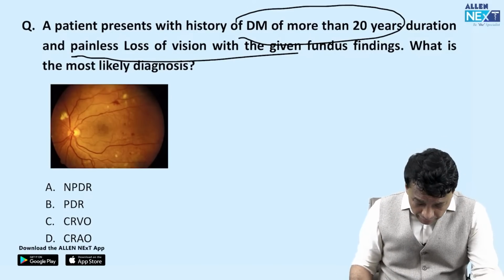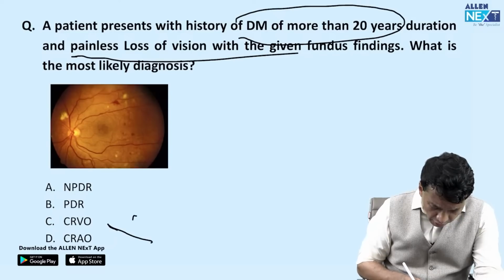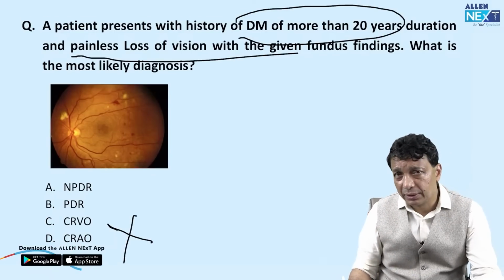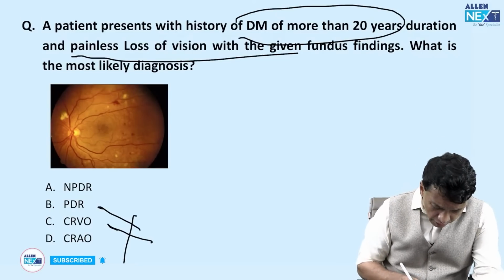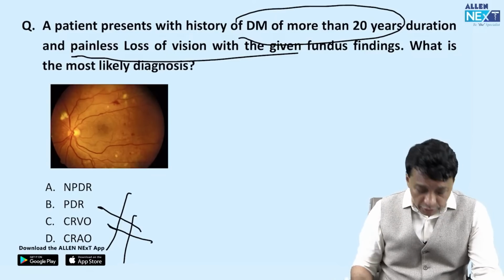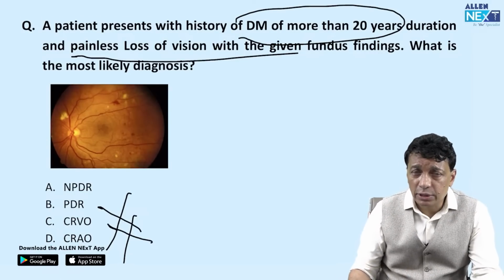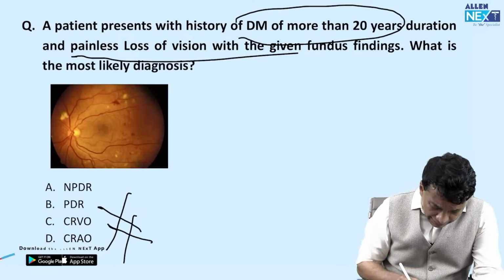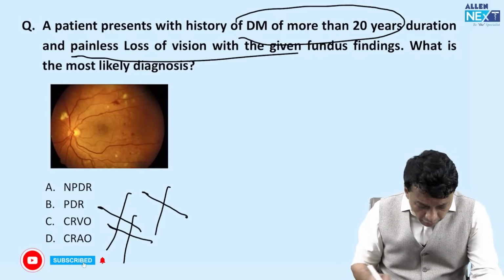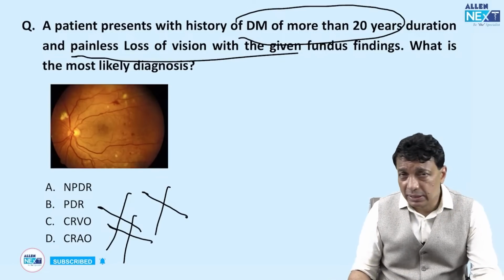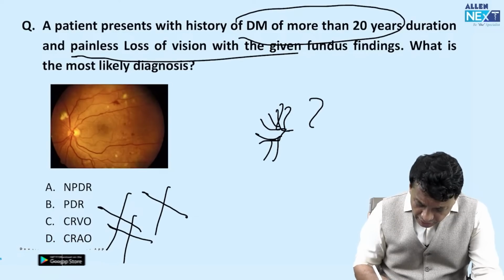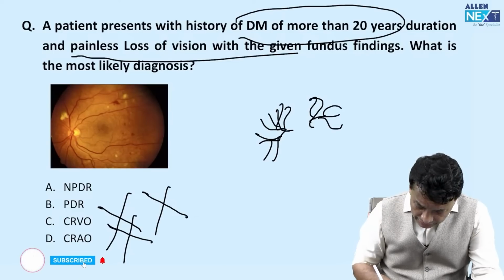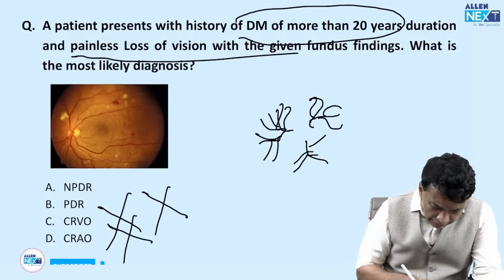So let's rule them out one by one. CRAO it is not, because there is no cherry red spot here. The diagnostic sign, the definitive sign, is a cherry red spot. CRVO it is not, because there is no tomato ketchup fundus, no splash tomato fundus. PDR it is not, proliferative diabetic retinopathy, because you see there are no new blood vessels in the picture. When you see new blood vessels, they look like this: they have delicate fronds, branching, arborizing like this. This is how new blood vessels look. There is none like this.